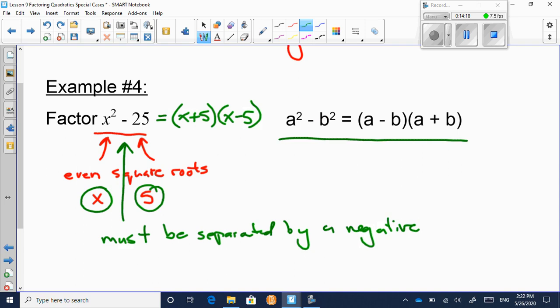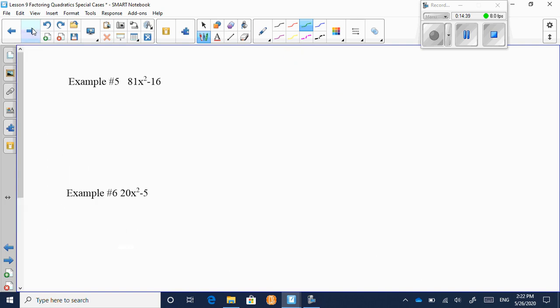This is the general case of it. Basically, if you have two perfect squares that are separated by a negative, that's why we call them a difference of squares. You simply take the square root of the first one and the square root of the second one and go a minus b, a plus b. That's it. Let's try a couple more.